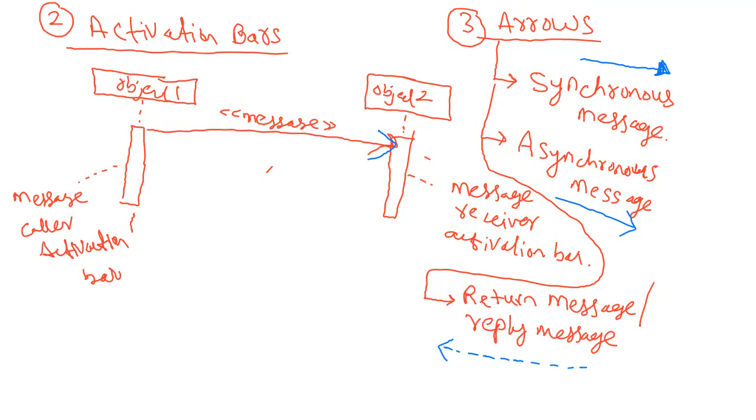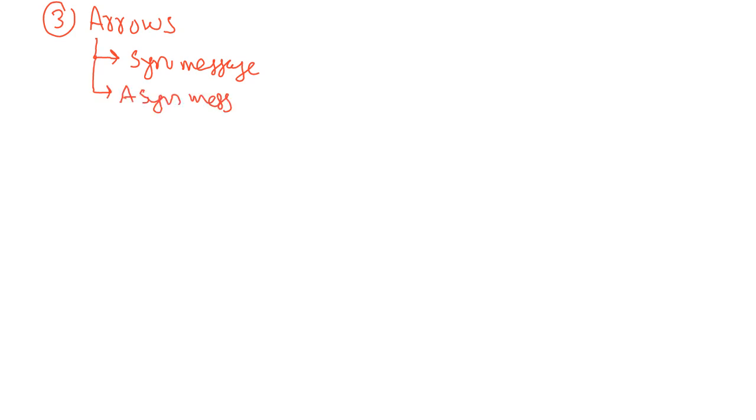So now I will go for this third. We have arrows. First is the synchronous message, we have seen. Next, we have seen the asynchronous message. Then we have also seen return messages or reply messages. Okay. Now let us see.